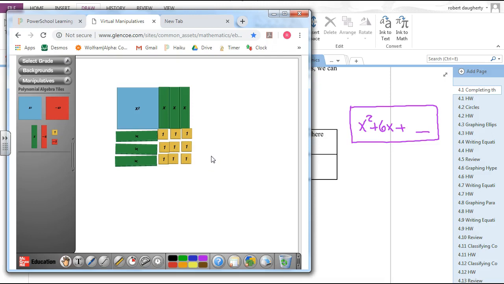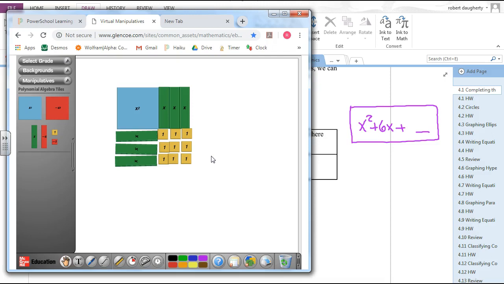So this is x by x, okay? And this is 1 by 1. So what's the distance from here to here? This is x plus how many? This is x plus 3. What is this? This is x plus 3, okay? So it looks like this square is x plus 3 times x plus 3, right?